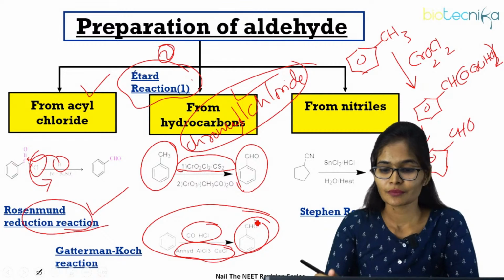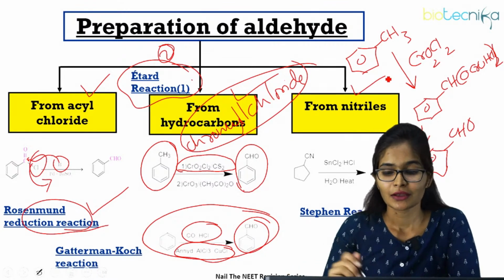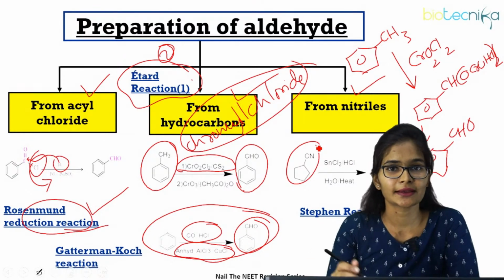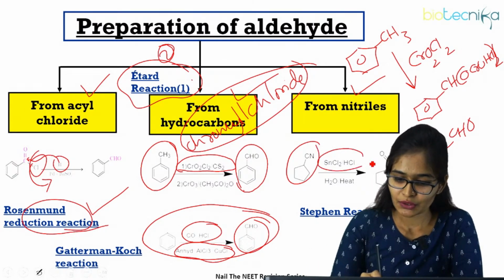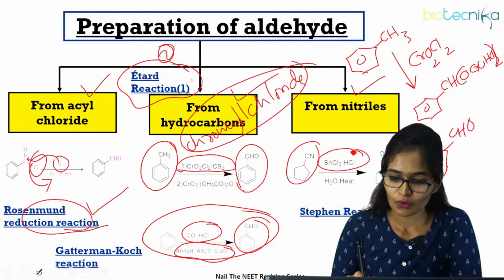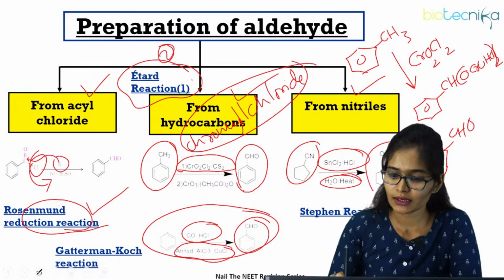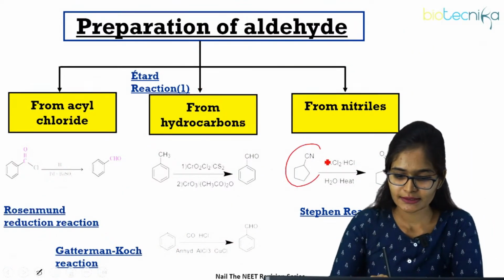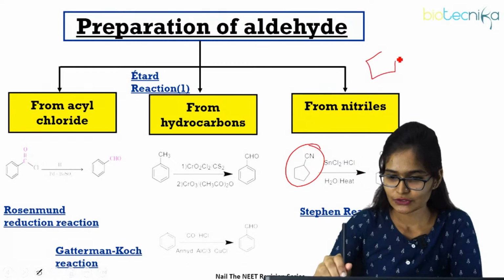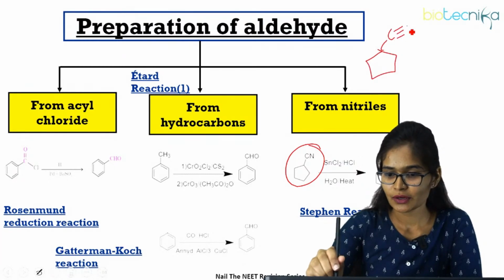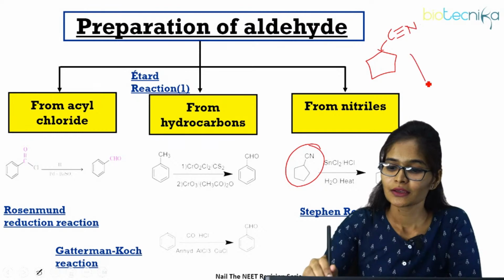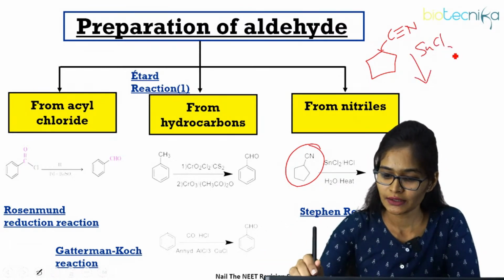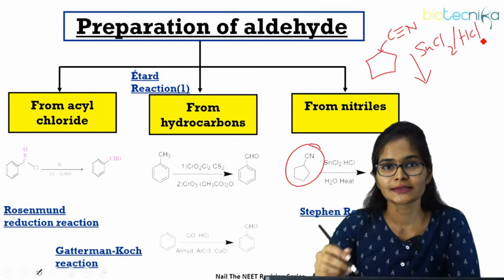And apart from this, from nitrile also you can prepare aldehyde. So how can you prepare it? Just take a nitrile. Here I have taken a cyclic cyanide, or cyclic nitrile. Upon treatment with tin chloride in HCl and water, and just by heating, you will get aldehyde. Overall, the nitrile, C triple bond N, you write the cyanide like this. Now you are treating with tin chloride in HCl.